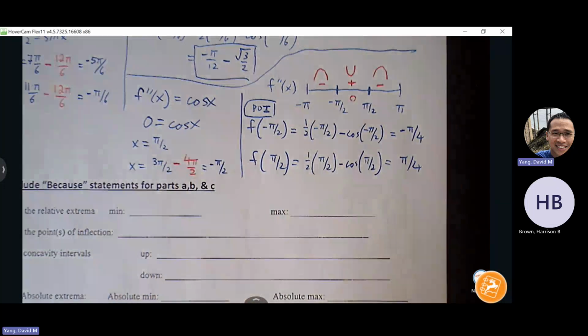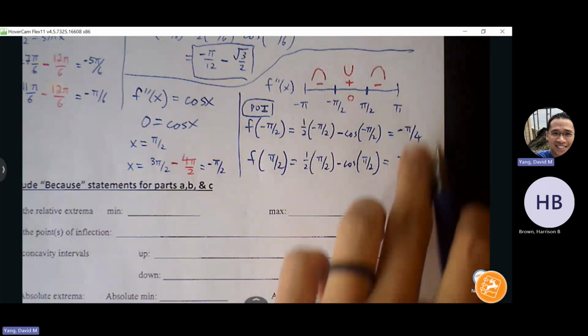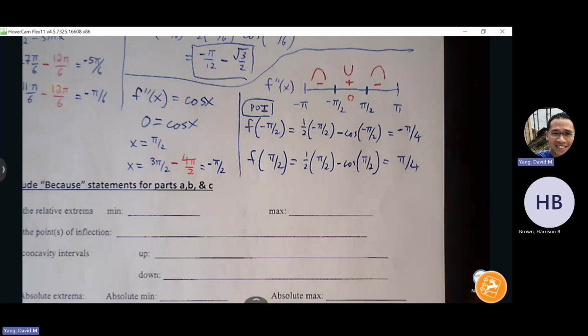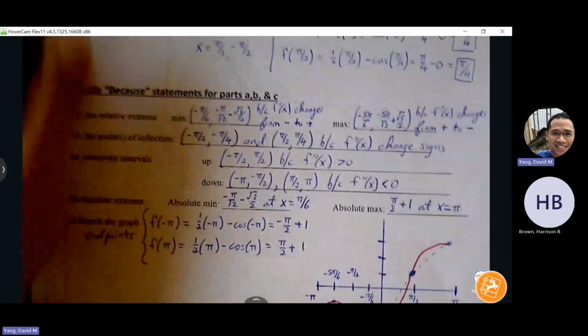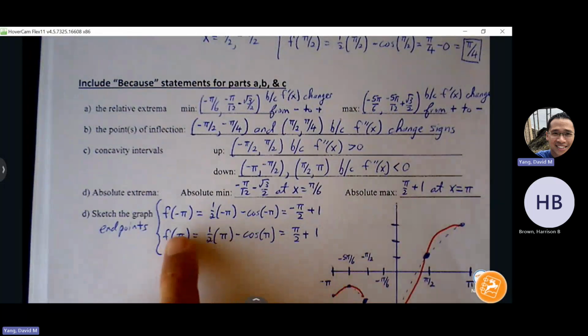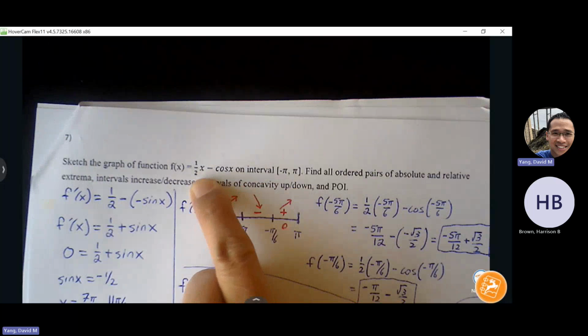Okay, so we have the most important ordered pairs here. We have relative max, relative min, and our points of inflection. All these can go into your calculator to help you decide where those ordered pairs go. One more set of ordered pairs to look for is your endpoints, so that you know where your graph starts and where it ends. You can plug negative pi and pi, because those are the endpoints given to you, back into your original function and see what that gives you.